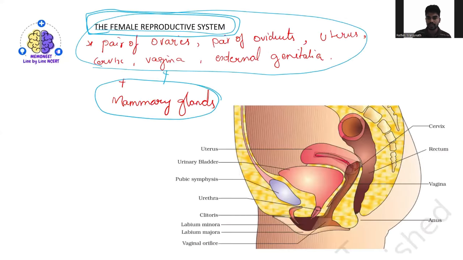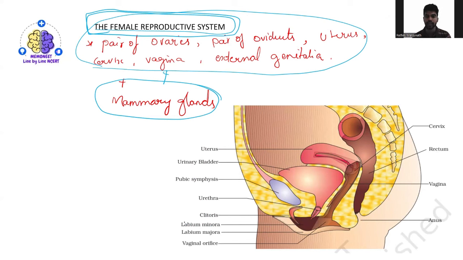Just a minute, I guess you'll see them in this diagram. So what all are you going to see? First, you will see the mons pubis. Then what else? Labia, that is the labia minora.